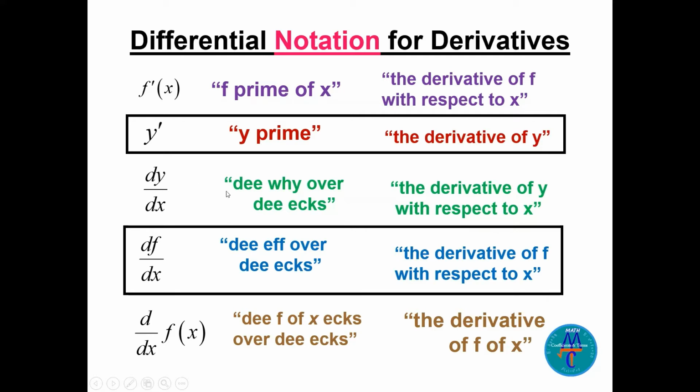dy over dx. This is the derivative of y with respect to x. All of these 5 notations have the same meaning. df over dx, so we say df over dx, the derivative of the function f with respect to x, or d over dx of f of x, the derivative of f of x.